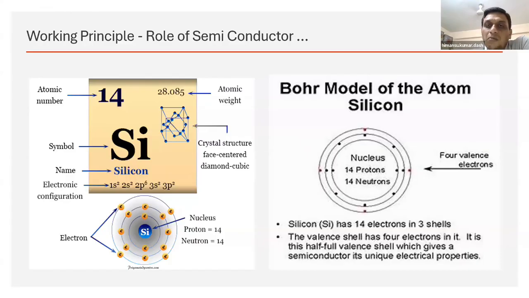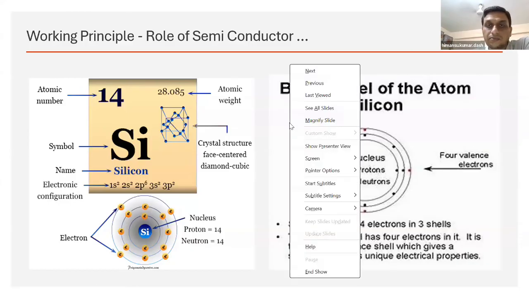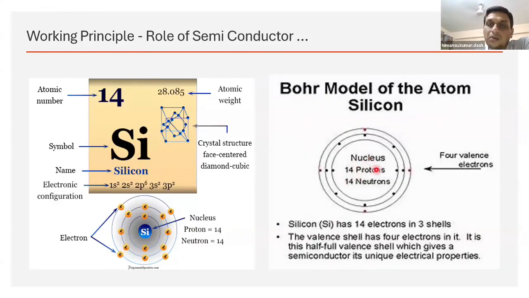So by following the Bohr model, what will happen? If this is the nucleus where protons and neutrons are, this is the innermost level, which we call the K energy level, where a maximum of 2 electrons can reside. Then the L level, where a maximum of 8 electrons can reside, and the remaining will go to the next level, where a maximum of 16 electrons can reside. So 2 plus 8, 10. Now the remaining is 4 electrons.